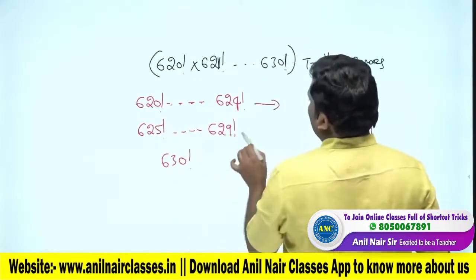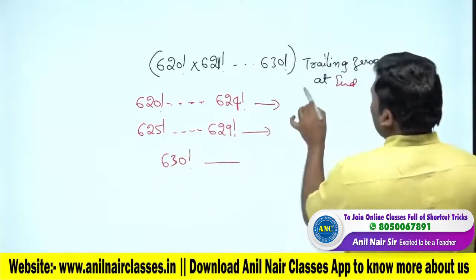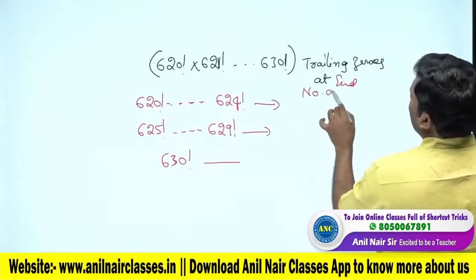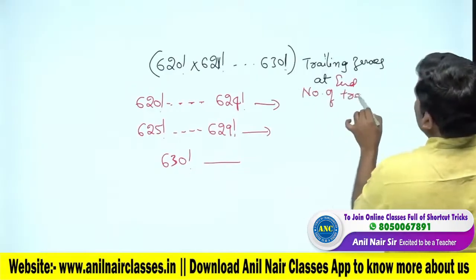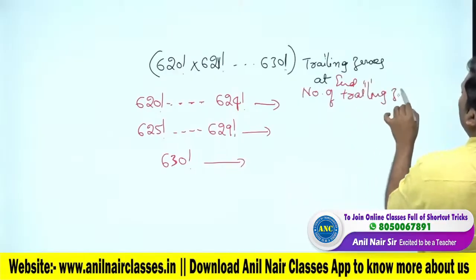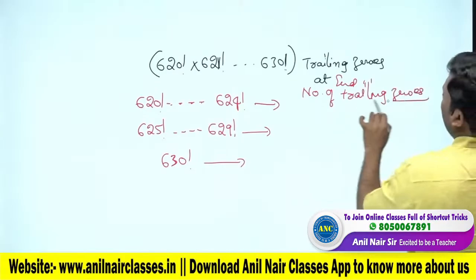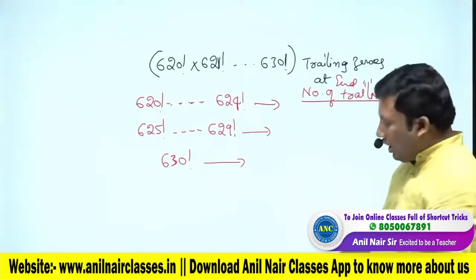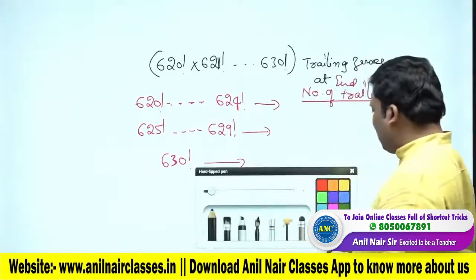Here we are determining the number of trailing zeros. Only for the multiples of 5, take it and divide by 5. That's all. Number of trailing zeros. Listen carefully, sir.